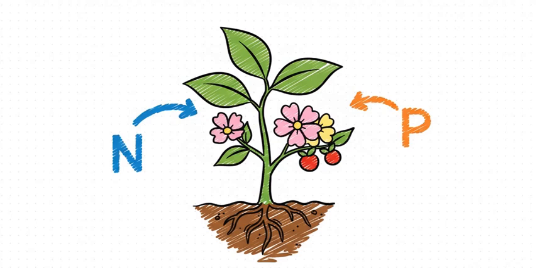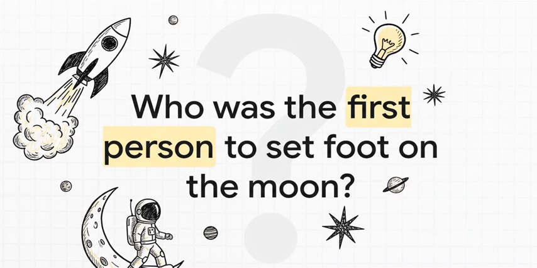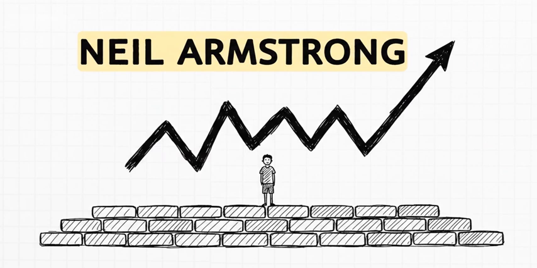Here's a simple way to think about it. Nitrogen is all about that lush, green leaf growth. Phosphorus, that's for building strong roots and helping with the flowers and fruits. Understanding what each one does is what's being tested here. And then you get a question like this. A piece of general knowledge so common it might actually throw you off for a second. The answer, of course, is Neil Armstrong.